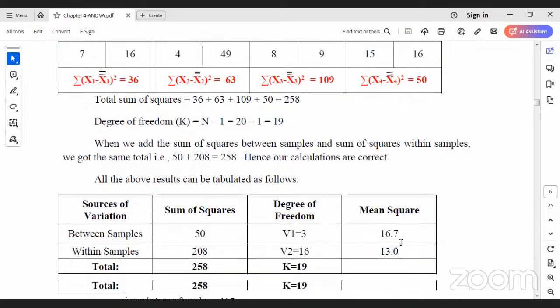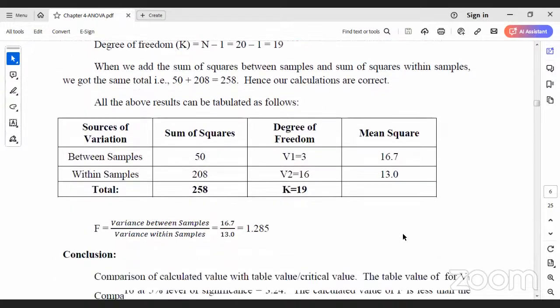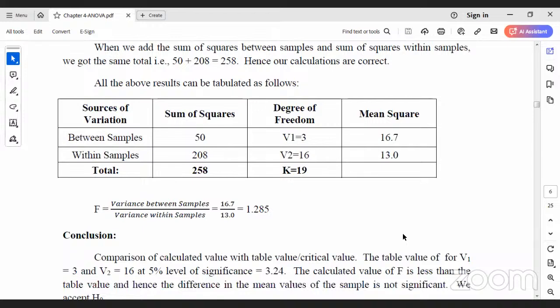So all the above results are tabulated as follows. See, this is the final table.